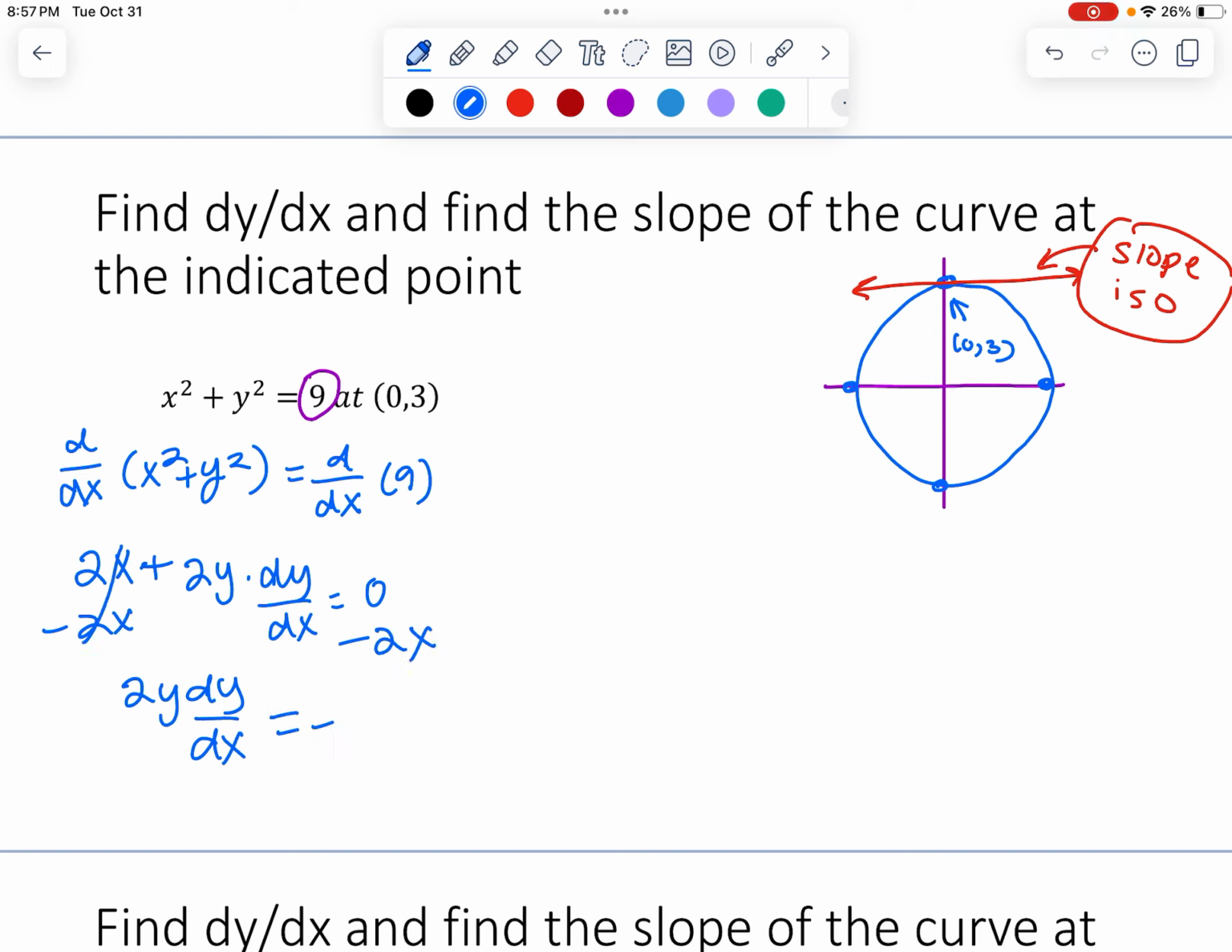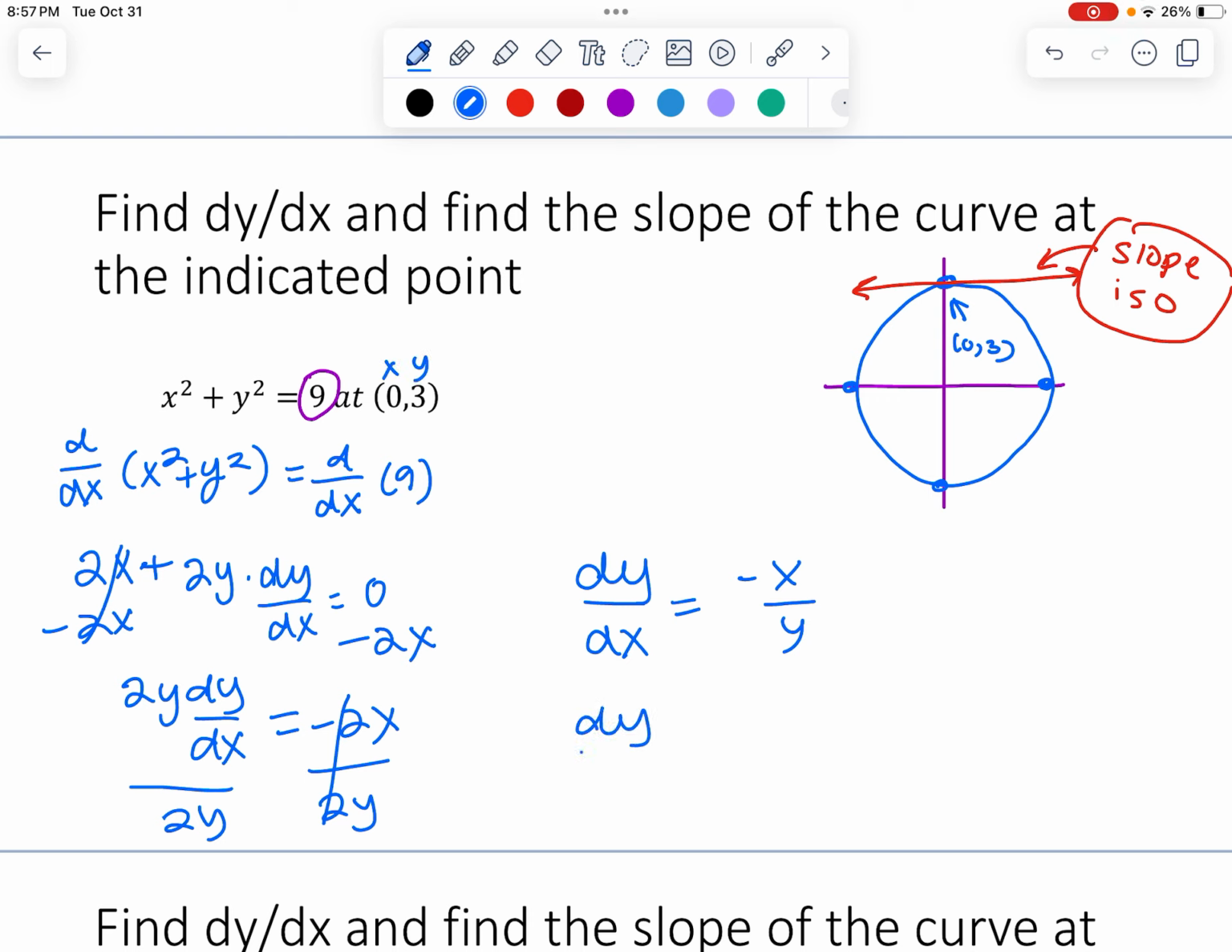So this will give me negative 2x. Divide both sides by 2y. And I'll get dy dx equals negative x over y because these cancel out. And then I specifically want to find the slope of the curve at 0, 3. So 0 is an x value, 3 is a y value. I'm going to plug in 0 for x, and then 3 for y, and then 0 divided by 3 is 0. And so that is the slope of the curve at the indicated point.